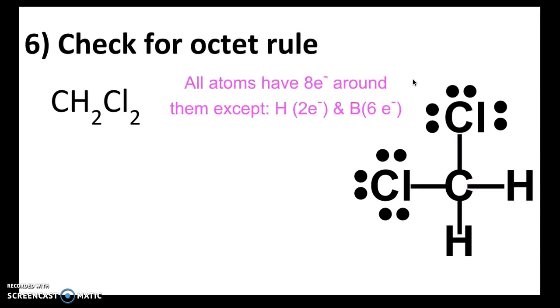Okay, the next and last thing we're going to do is check our structure for the octet rule. Remember, the octet rule says all atoms have 8 electrons around them except for hydrogen, which has 2, and boron, which can have 6.